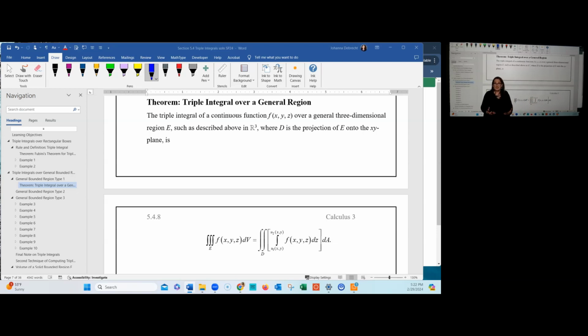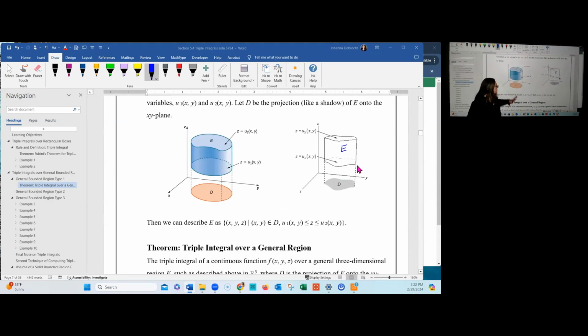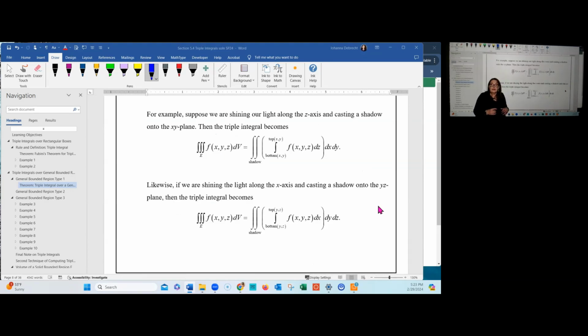And then, of course, we'll have to convert the double integral into an iterated integral. So then we'll have to do a double integral over the projection. This is what we call a general region of type 1, again, where the shadow is being cast into the xy plane. In a sense, then, a type 1 is one where the flashlight is along the z-axis, and the z is the variable you integrate with respect to first.